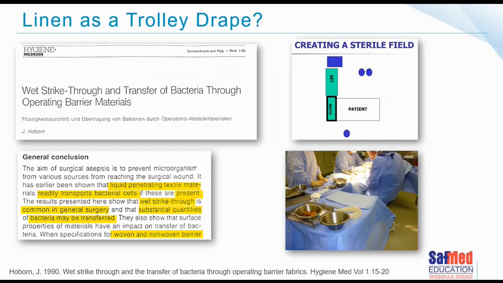Should we be using linen as a trolley drape? Well, in 1990 already, of course, papers were published that discussed the fact that liquid penetrating textile materials readily transports bacterial cells if they are present. Wet strike-through is quite common in general surgery and many different types of surgery, and it is possible that substantial quantities of bacteria could be transferred. Should we be using linen as a trolley drape?